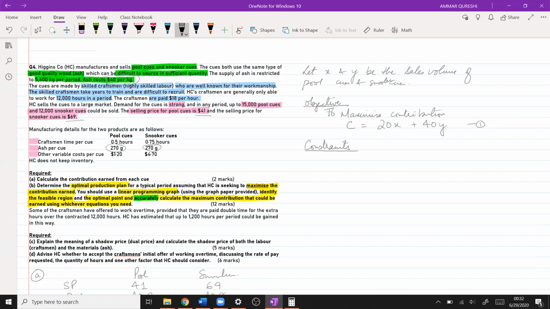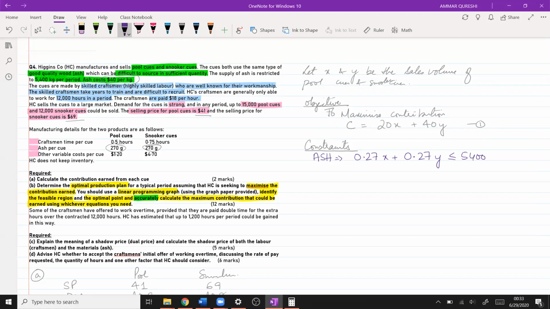The first constraint is material. It's a maximum of 5,400 kilograms available, right? So what we will write for ash, you may pause this video and try to develop the constraint on your own: 0.27 of X plus 0.27 of Y should be less than or equal to 5,400.